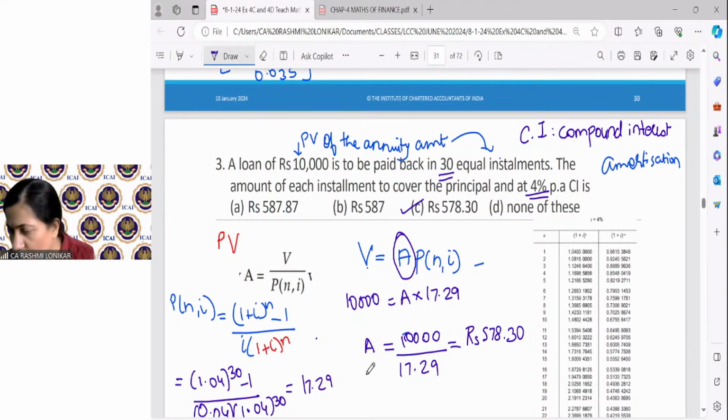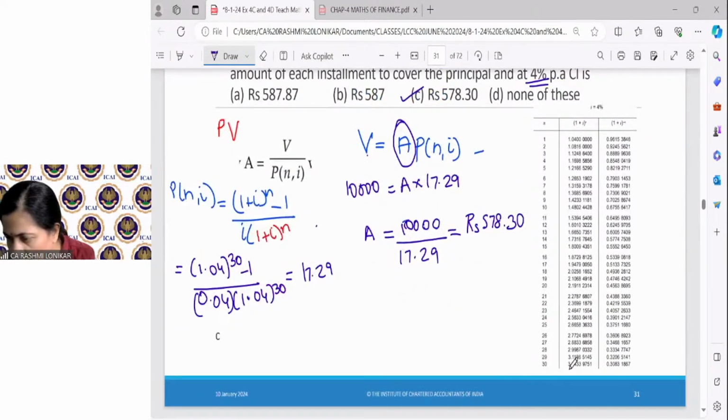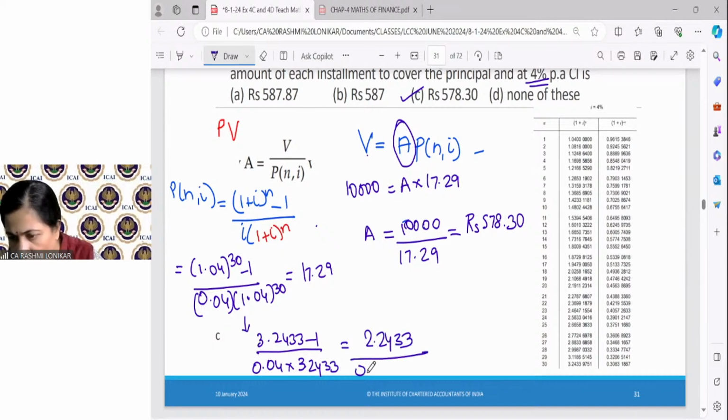This 1.04 raised to 30, let us see how much this is. This is 3.2433. I will just show it also here. This calculation is 3.2433 minus 1 upon 0.04 into 3.2433. This is equal to 2.2433 upon 0.04 into 3.2433.